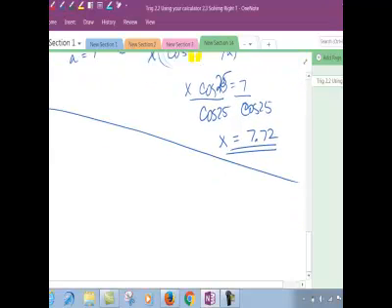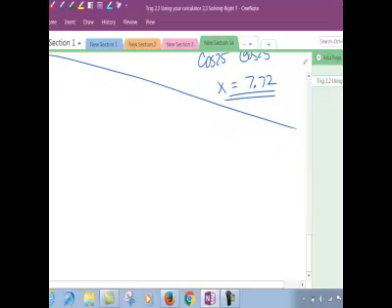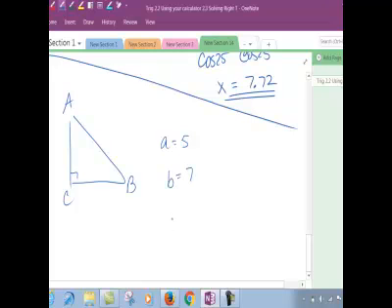Okay, let's do one last problem, and this time the angle's missing. So let's go back to our triangle, and we'll call this A, this B, C. And we're going to be told that side A is 5 and B is 7, and we want to find angle A. All right, so from angle A, here's B. A and B are the opposite and adjacent, so we know that it's tangent of A equals 5 over 7.